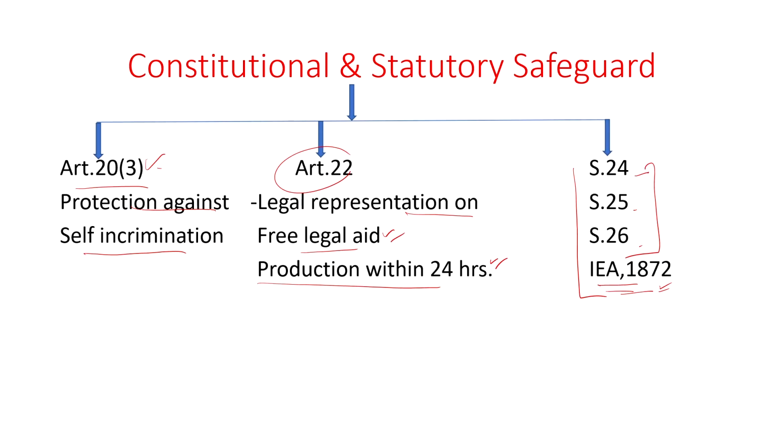Section 26 of this statute talks about confession in police custody. So, section 25 covers confession to the police officer, and section 26 covers confession in police custody. That is also irrelevant and cannot be considered as a piece of evidence. So, you see why these safeguards have been given in the statute.